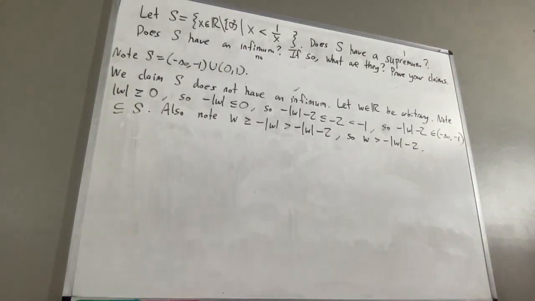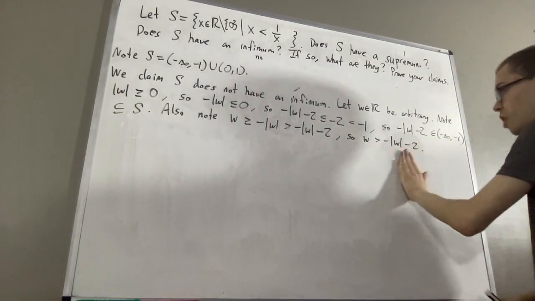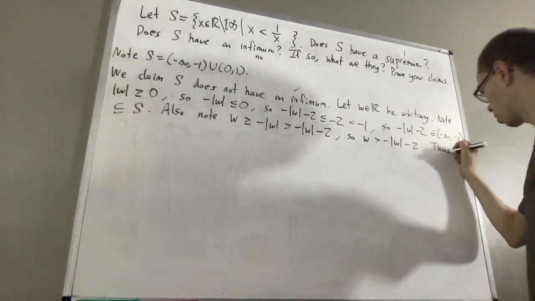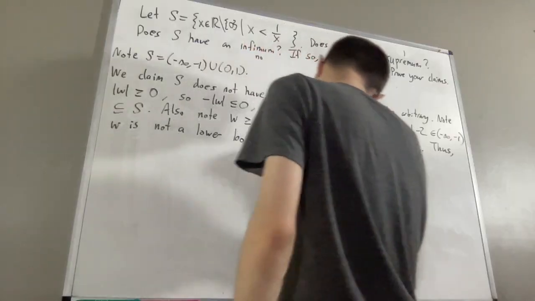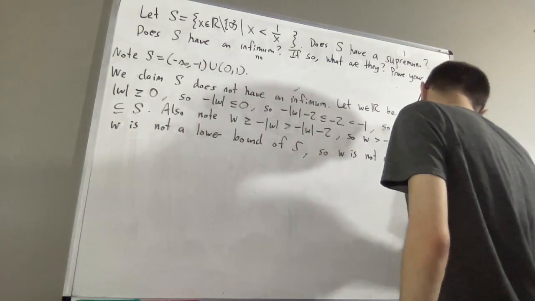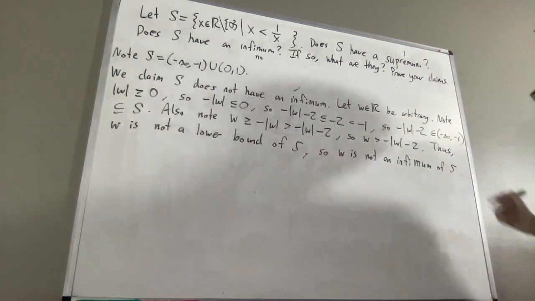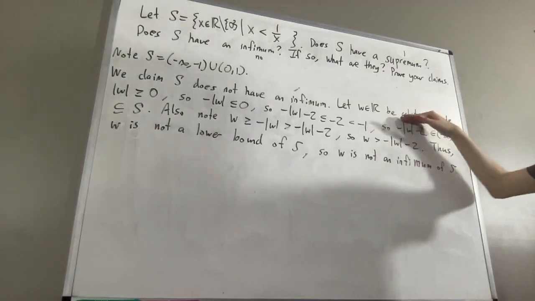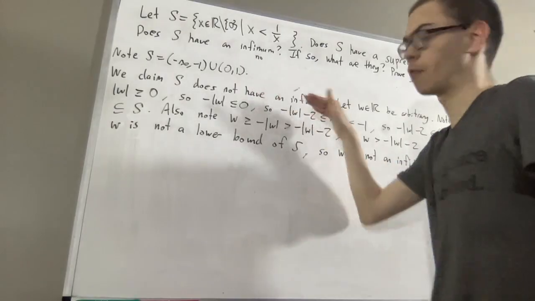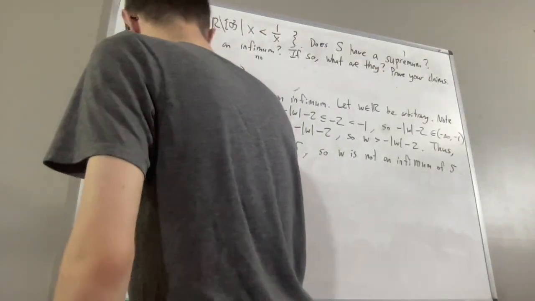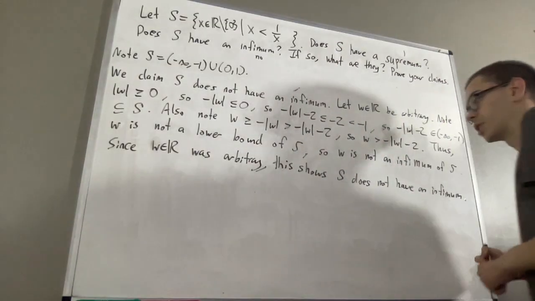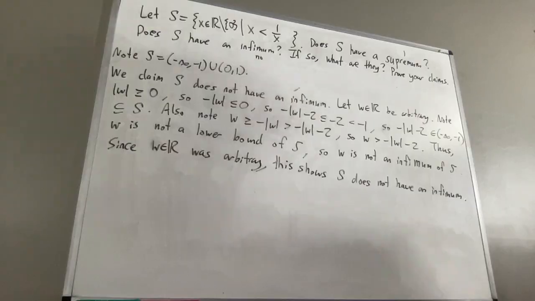So what we see here is W is strictly bigger than some element which lies in S. So W is not a lower bound of S. And therefore W can't be an infimum of S. So since W was an arbitrary real number, this shows that every real number is not an infimum of S. So S does not have an infimum. And so that is it for this example.